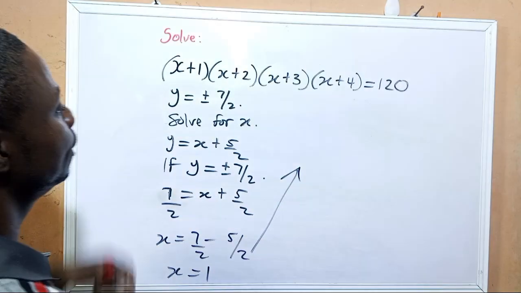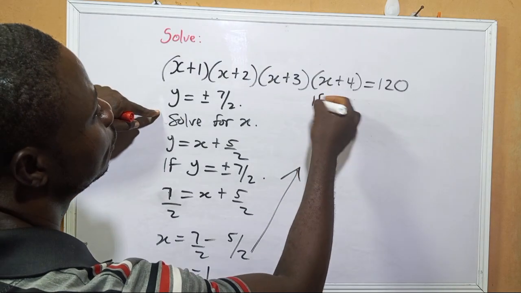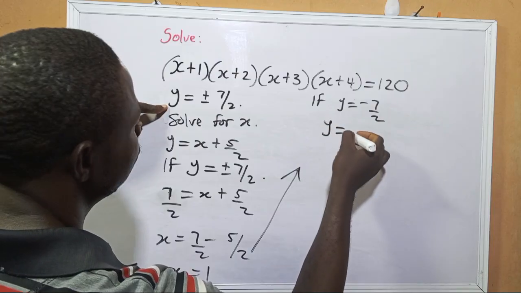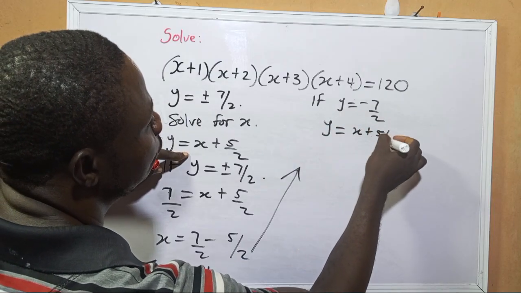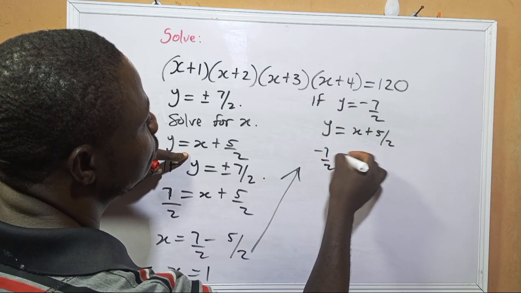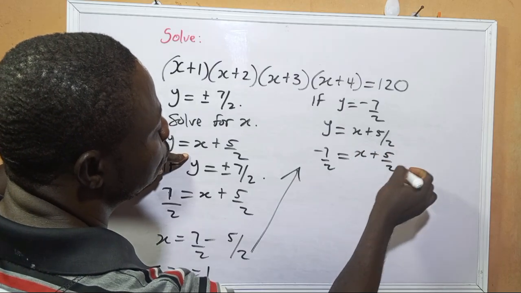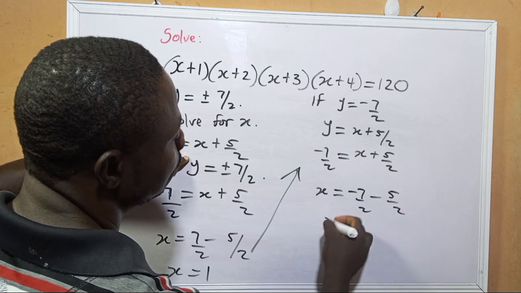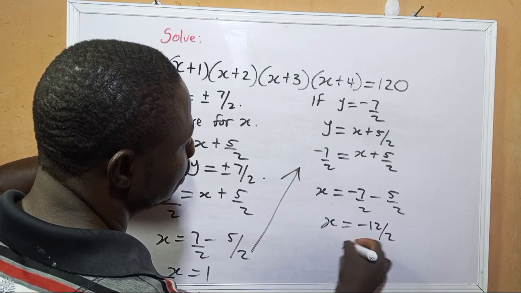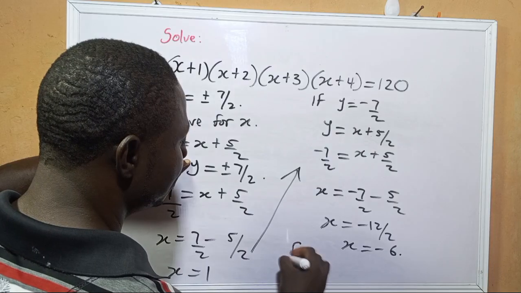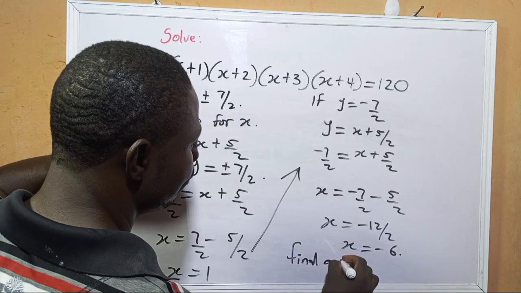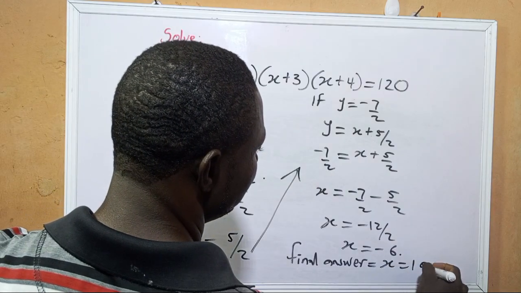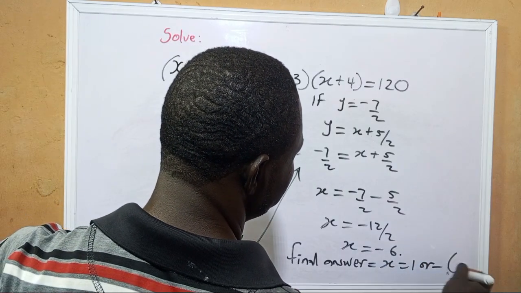Then the same thing here, if y is equal to minus 7 over 2, y is equal to x plus 5 over 2. So minus 7 over 2 is equal to x plus 5 over 2. So we now have x equals minus 7 over 2 minus 5 over 2. X equals minus 12 over 2. X is equal to minus 6. So final answer: x is equal to 1 or minus 6.